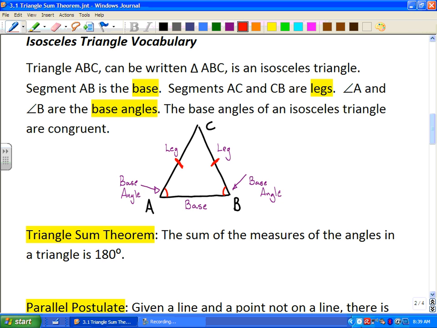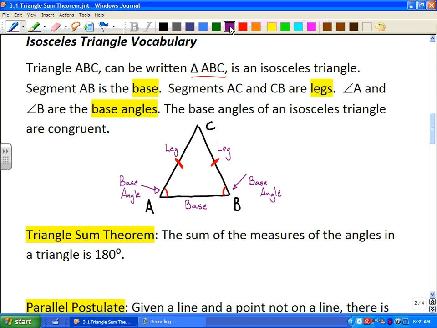Triangle ABC can be written with a triangle symbol. That's a little symbol that we can use. Basically just a little mini triangle out front, and then using the three vertices of that triangle as naming it. All right. It's an isosceles triangle. Segment AB is considered the base. Segments AC and CB are legs. Angle A and angle B are the base angles. The base angles of an isosceles triangle are congruent.